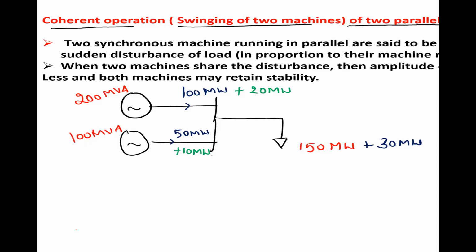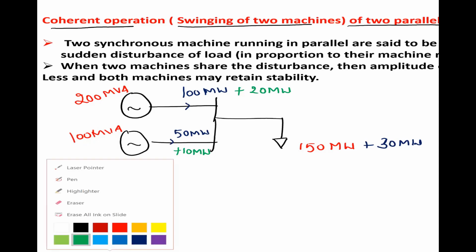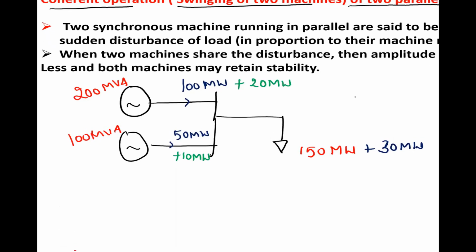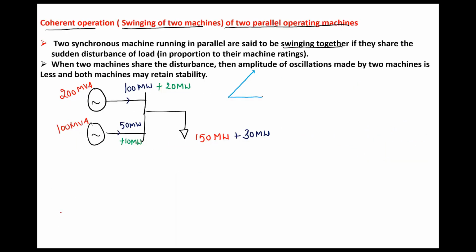Understand? Or the two machines are swinging together. When the two machines are swinging together, the angle between the stator magnetic field and rotor magnetic field is the same for both machines. So the delta value is the same for both machines when they are running in coherence. It is the angle between the stator magnetic field and rotor magnetic field.